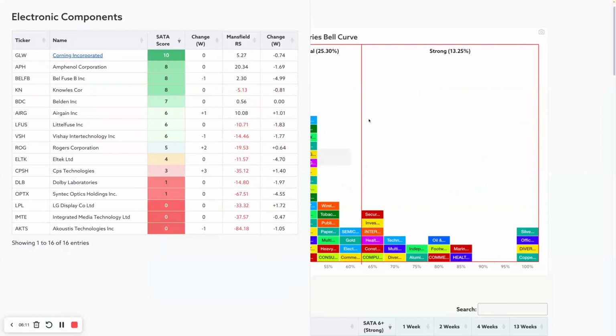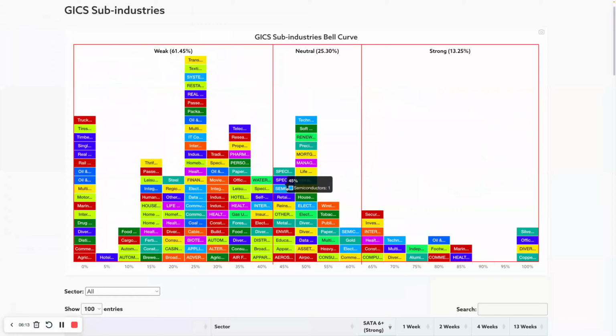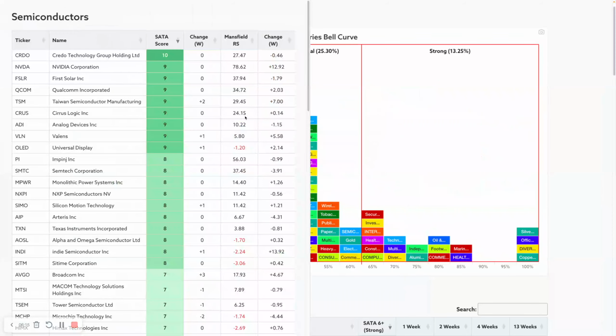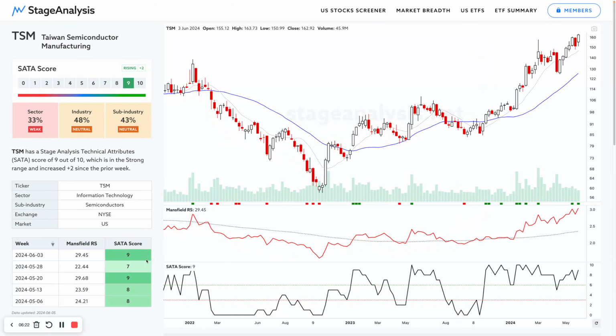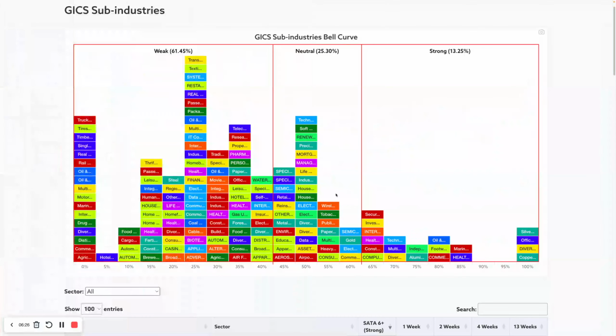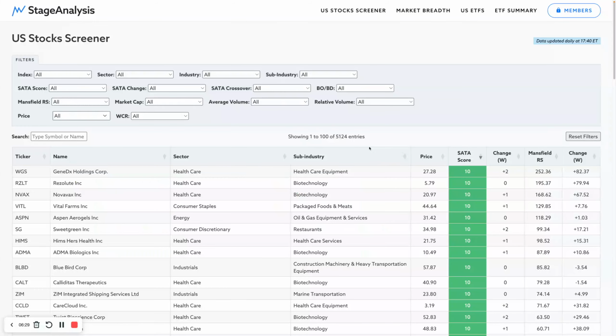Come back out of this, back into here. So we're looking at semiconductors, for example. At the moment you can see Taiwan Semiconductor Manufacturing up to this week, pushing to new highs here, so from a 7 to a 9 at the moment. So lots and lots of different ways that you can use this data. So there's now 3 of those.